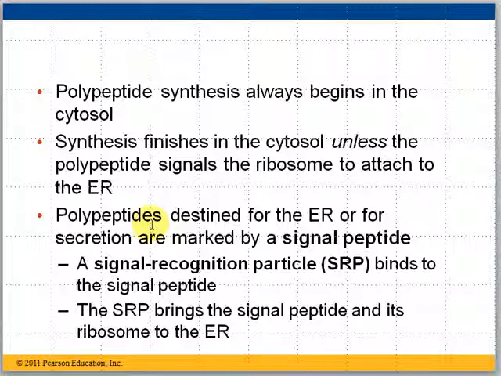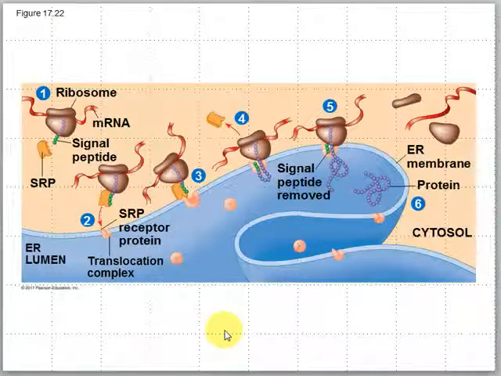The cell knows which of these polypeptides are supposed to go to the ER because there's a specific chemical marker called a signal peptide, and this signal peptide will bind to something called a signal recognition particle, and that SRP will bring that signal peptide and its ribosome to the ER so that that growing chain of amino acids can be given into the endoplasmic reticulum. And again, a picture always helps, so let's take a look at a picture.